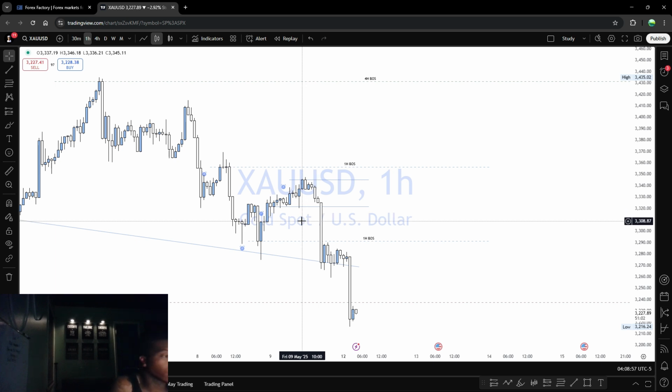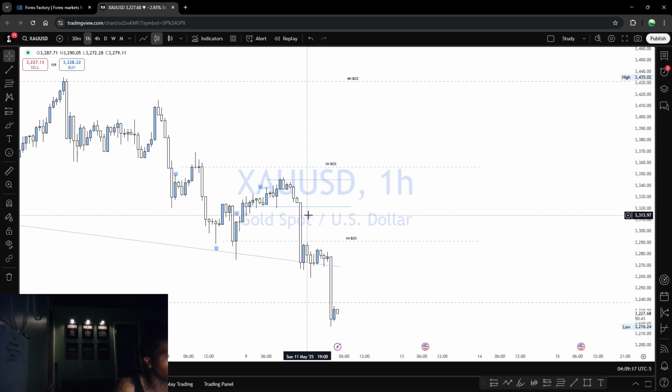So this long bearish, high volume candle right here was the open of the New York session. This is a Sunday candle. This one right here is the Friday candle.